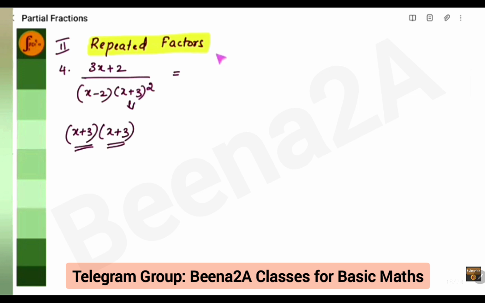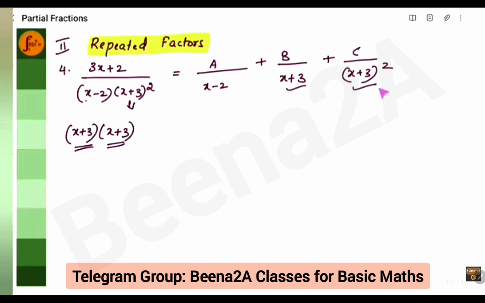So here how we should split is, we will first take A over x minus 2, then we'll take B over x plus 3, and then we'll take C, same thing, over x plus 3 the whole square. So once with x plus 3 and second time with x plus 3 the whole square. So this is how we'll have to split.